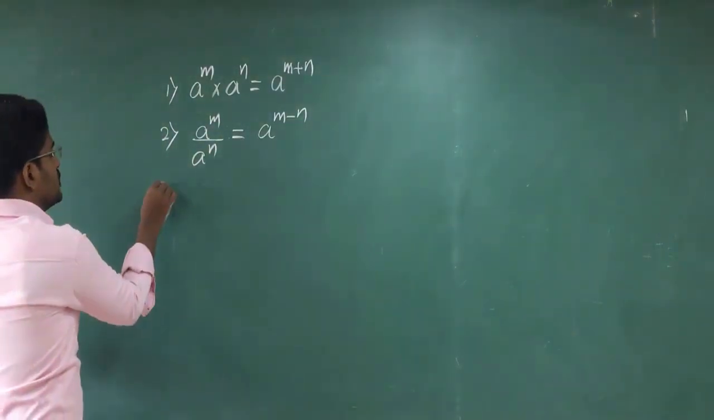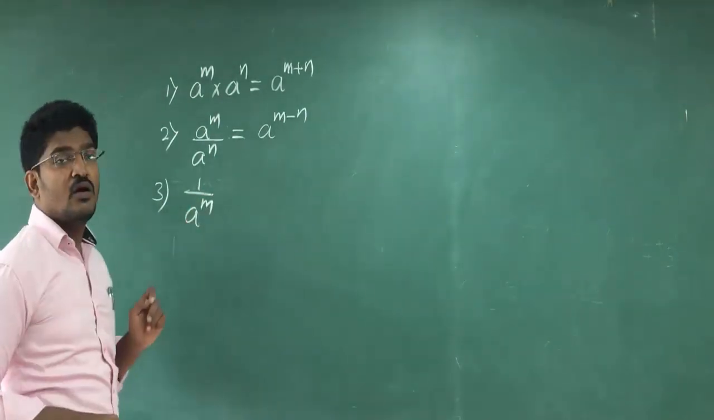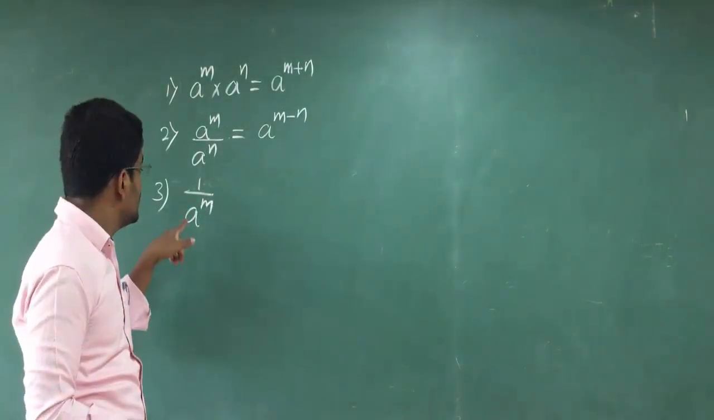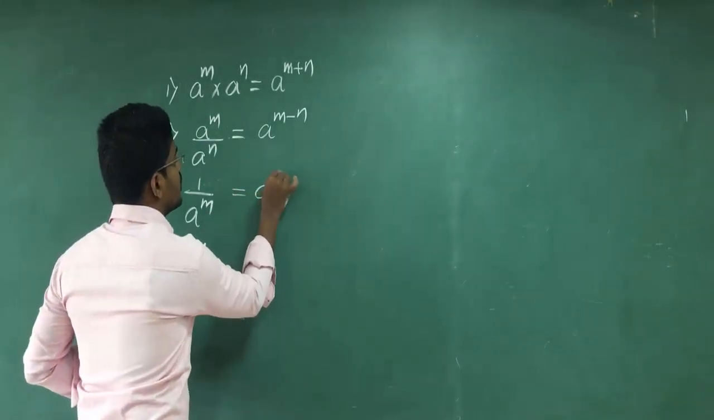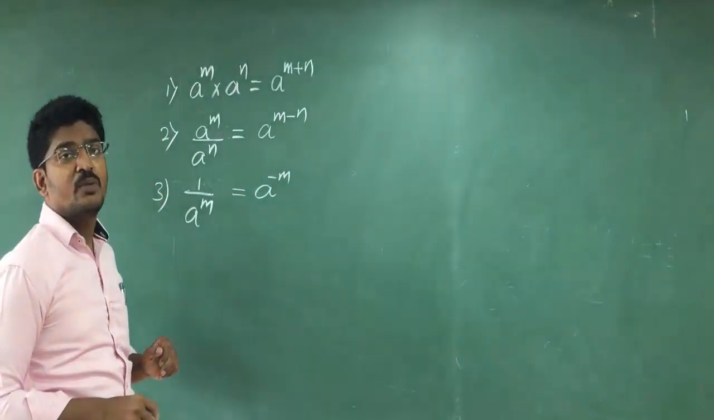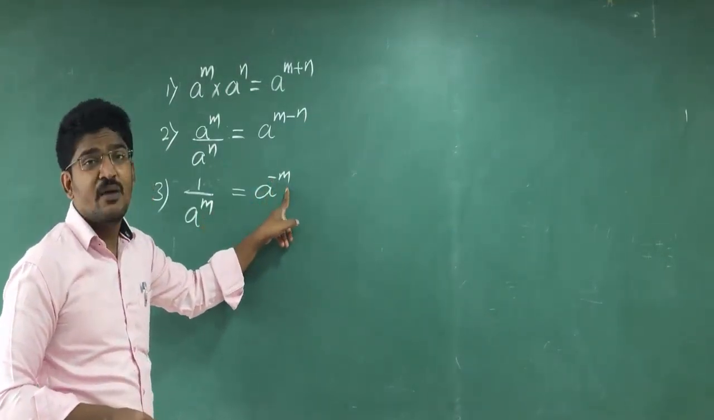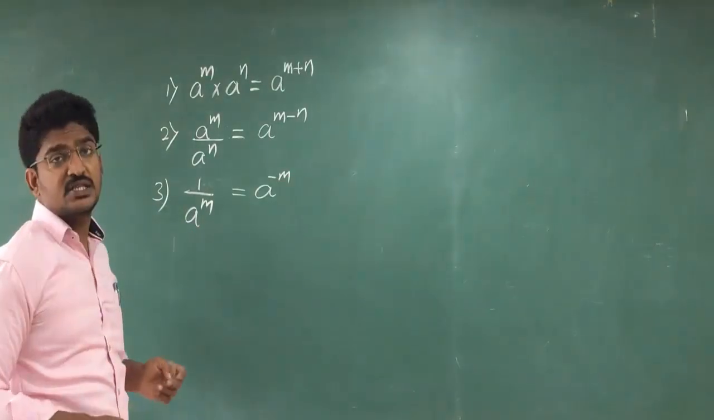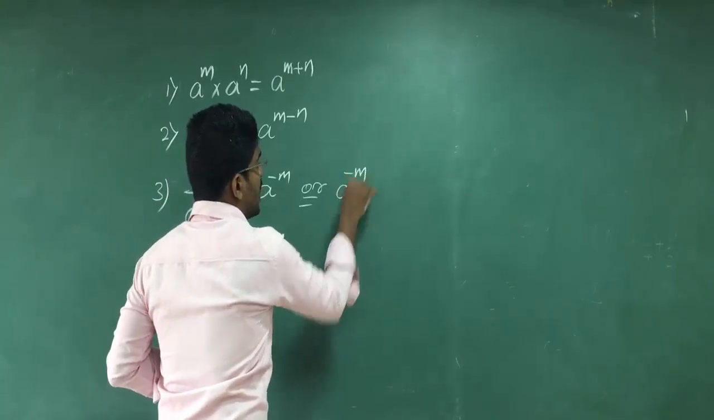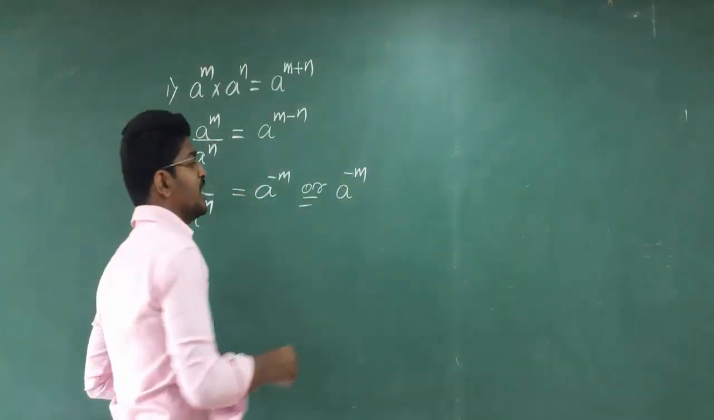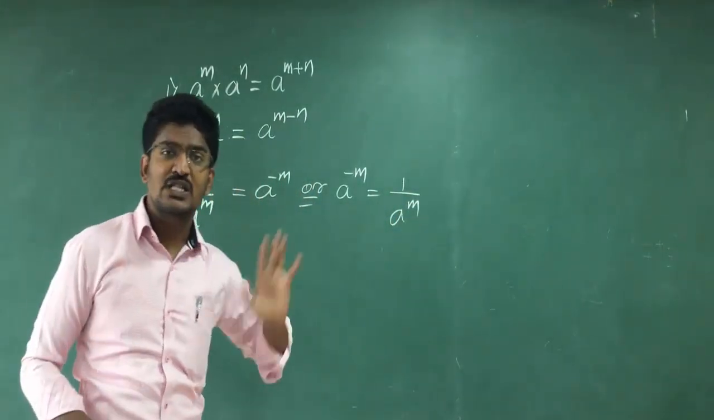Two very important basic terms. Clear? Next, third thing. If you have 1 by a to the power of m, no problem. This can be written as a to the power of minus m. Are you getting my point? 1 by a to the power of m can be written as a to the power of minus m. Again, you can go to the previous videos to check this. Clear? Or if you have a to the power of minus m, this will be equal to 1 by a to the power of m. Both you can use while solving the problems.